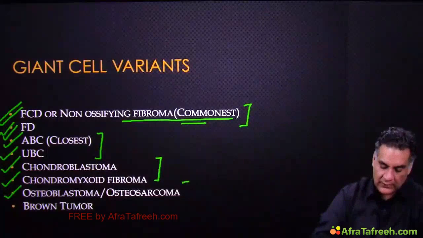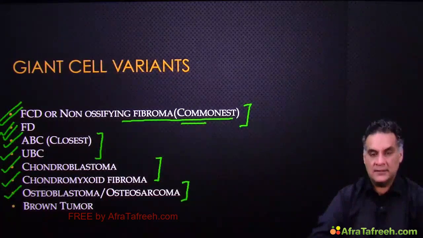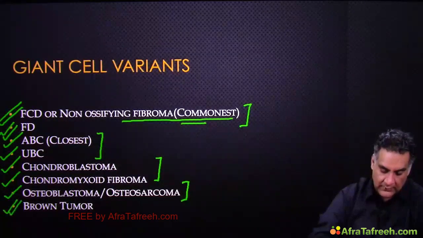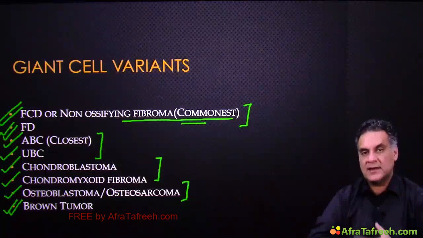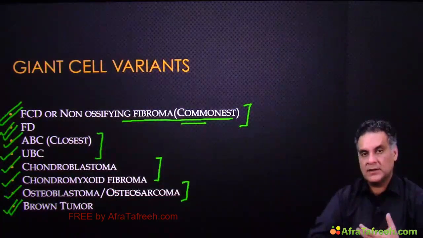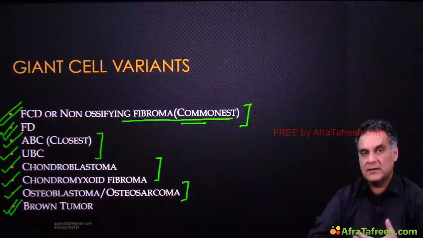Osteoblastoma, osteosarcoma, two osteogenic lesions. Brown tumor, hyperparathyroidism, blood degradation products in a cavity give it a brown color, metabolic. So there are two cystic, two fibrous, two cartilaginous, two osteogenic, and one metabolic.